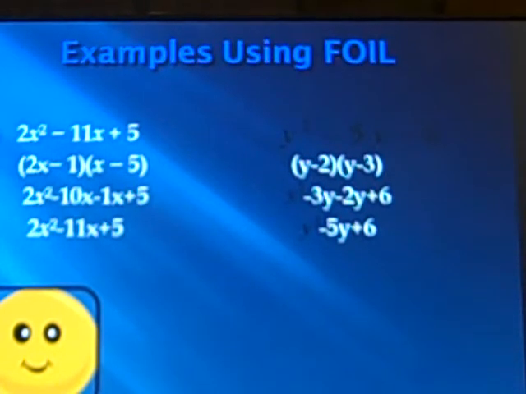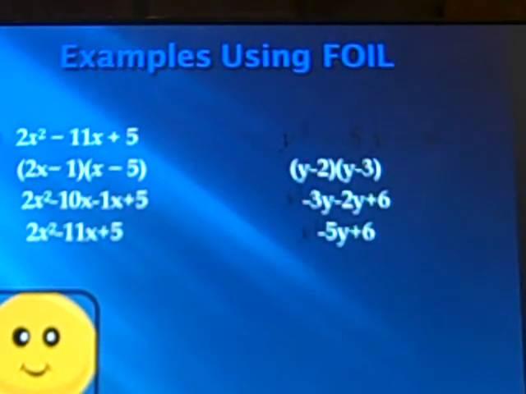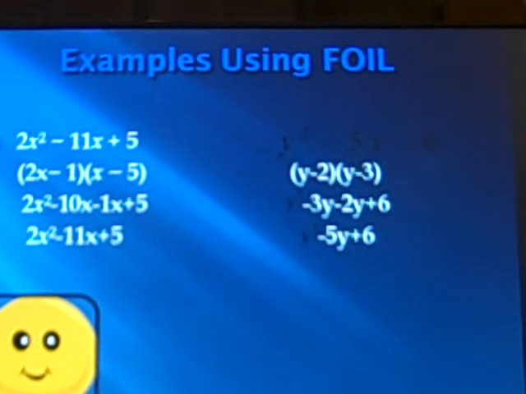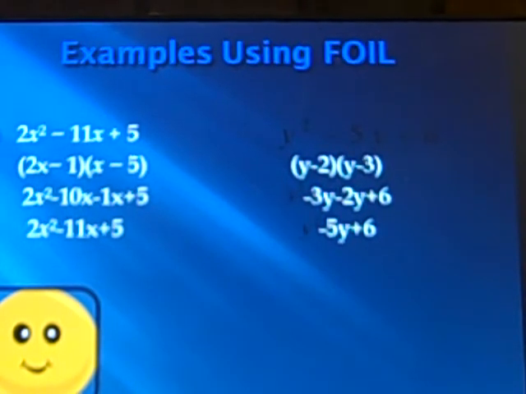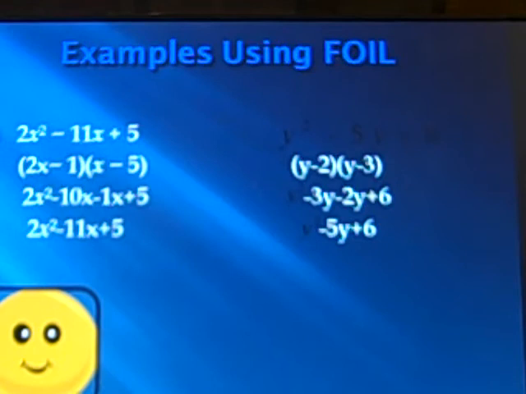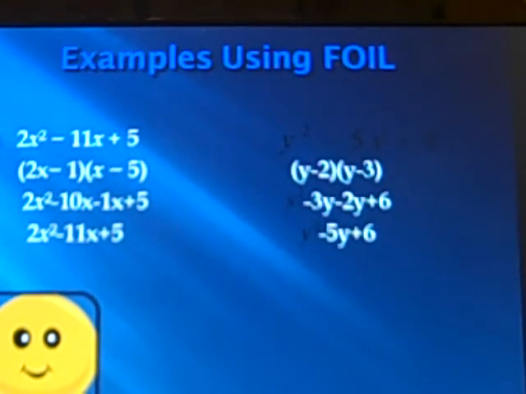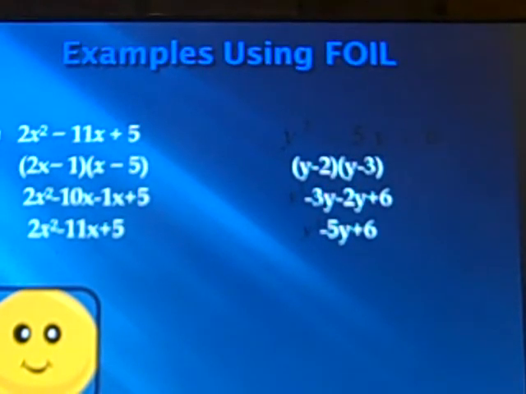The second problem is y minus 3, y minus 2. So you put y in each one because it says y squared. So y and y. And then you times it together, so you get y squared minus 3y minus 2y plus 6. Then when you simplify it all out, you get y squared minus 5y plus 6.